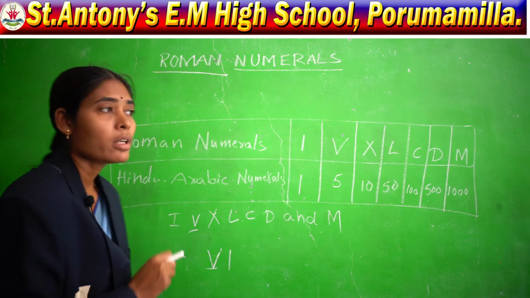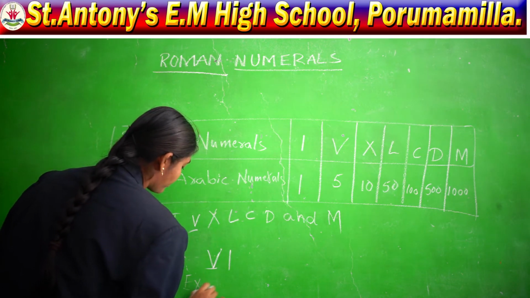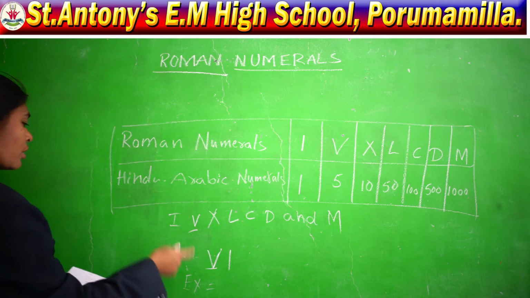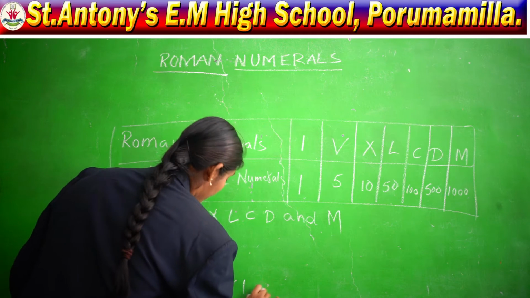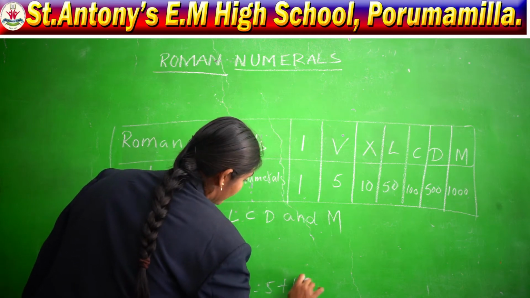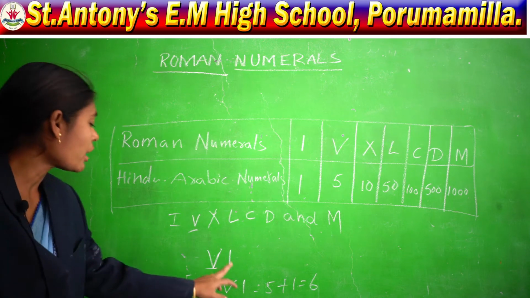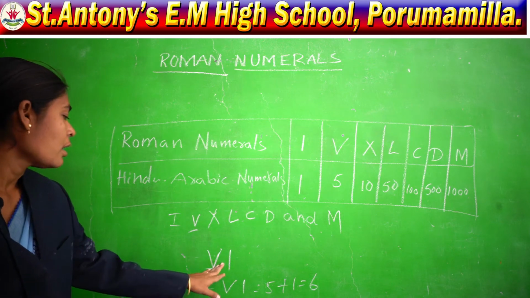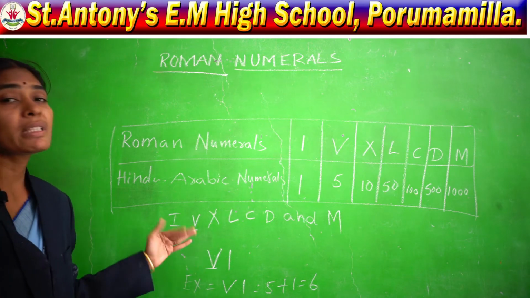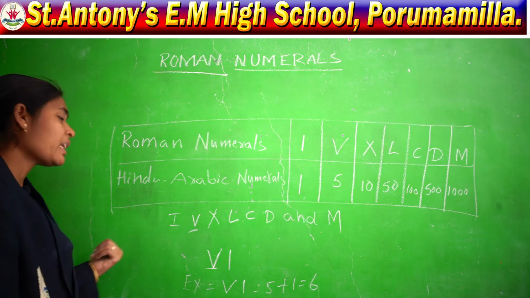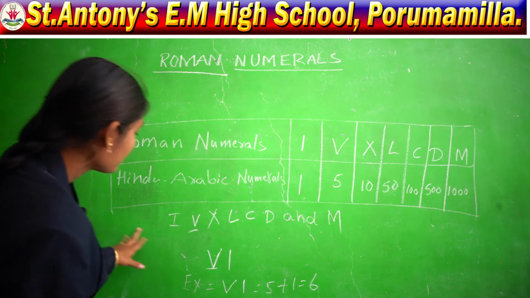What do you have to do? You have to add it. Example, this is only an example: V, I. V means 5 plus 1, that is equal to 6. When the smaller number comes after the bigger number, compulsorily you have to add. Before the bigger number you have to subtract.